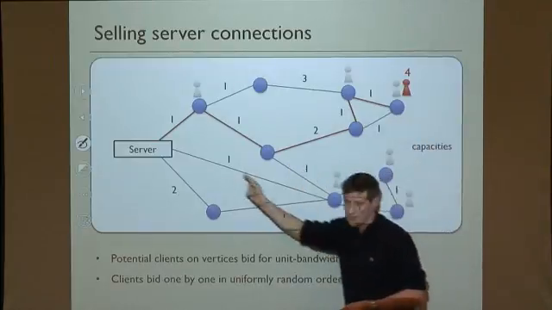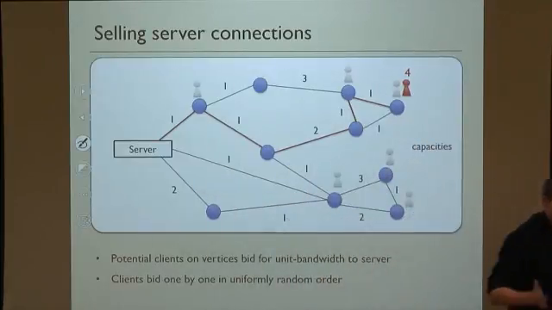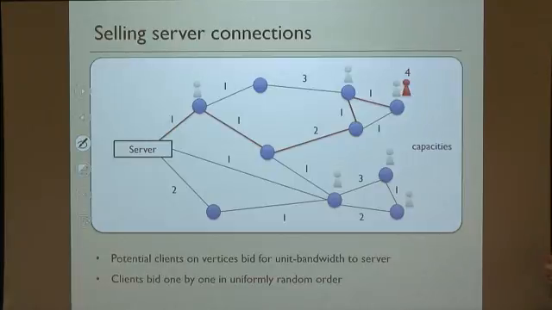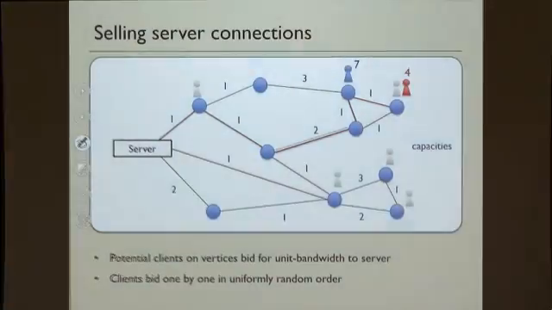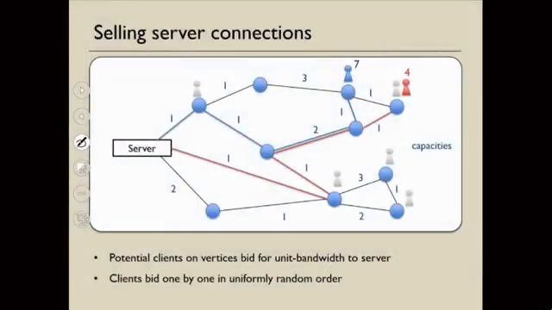I could also give him that path to the server. And it's not important which path I give him. I can change it later on, as I always guarantee him 1 unit of bandwidth to the server. Okay. Now the second guy can arrive. I bid 7. I say, OK, great, I take you as well.